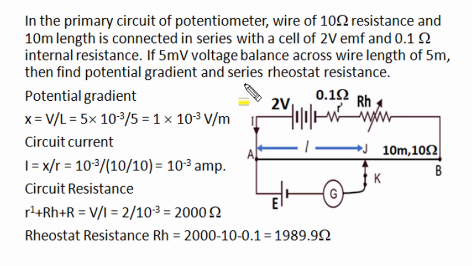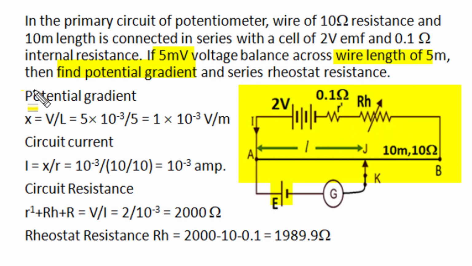In the primary circuit of a potentiometer, the wire has 10 meter length and its resistance is 10 ohm, and a source of 2 volt with 0.1 ohm internal resistance is connected with a rheostat resistance, and it is found that a known 5 millivolt voltage balances on 5 meter length of this wire. Then we have to find out the potential gradient and the series rheostat resistance value.